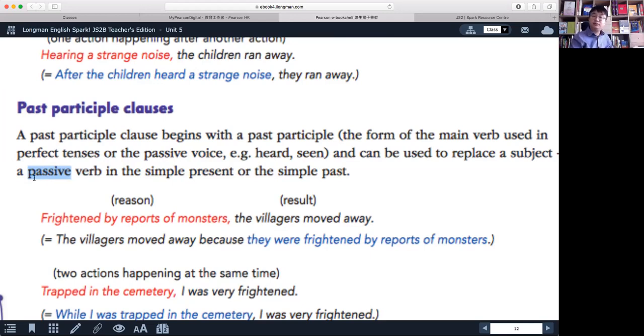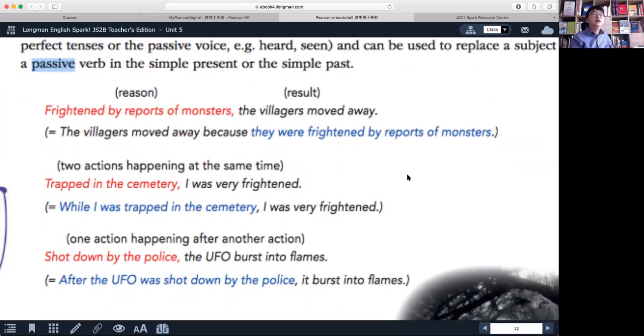Look at these examples. And I tell you, similar or the same as present participle clauses, we can also use it for 3 different purposes, including the first one, cause and effect relationship. The second one, when we are describing 2 actions happening at the same time. And the last one, after. We are describing 1 action happening after another action.